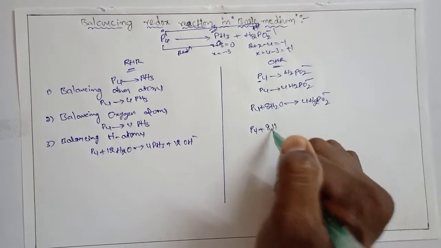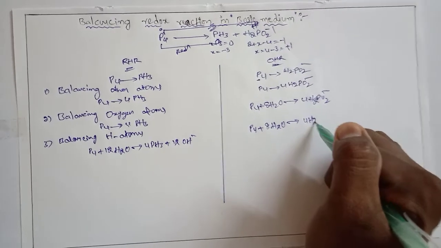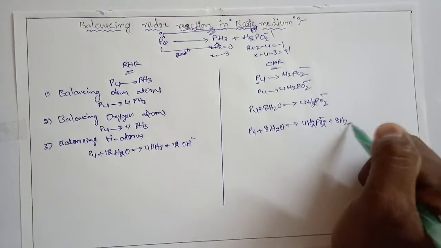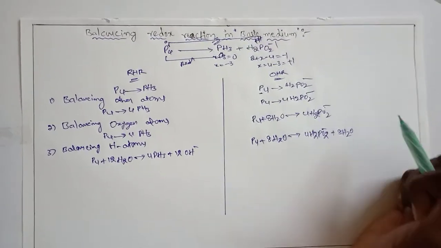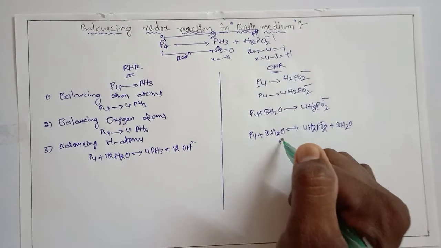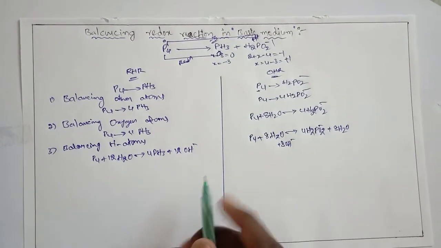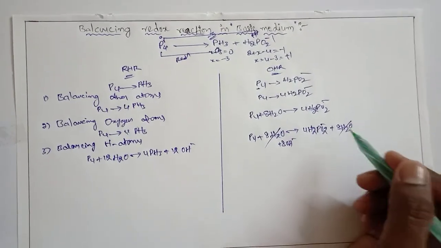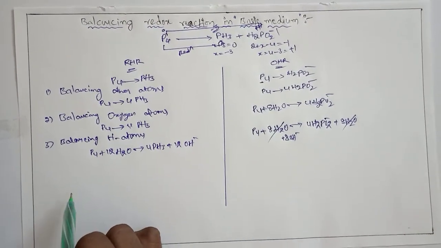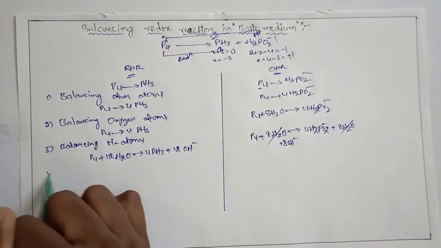P4 + 8 H2O gives 4 H2PO2⁻ + 8 H2O. At the same time we add 8 OH⁻ ions to the opposite side. Here the 8 H2O will cancel. Next we have to balance the charges.